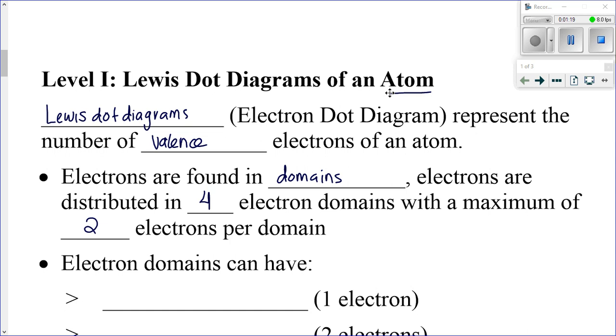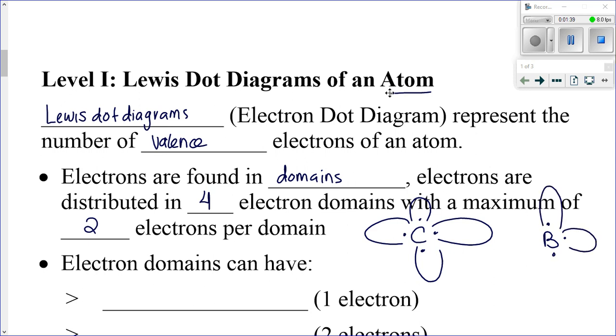So this is what I mean. Let's say if I drew a Lewis dot diagram for carbon, it would look like this. There are 4 electron domains, and all 4 of them are occupied. If we compare that to boron, say boron has 3. Out of the 4 domains, only 3 are occupied.